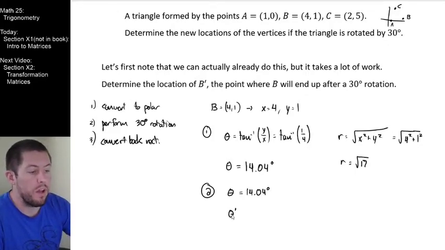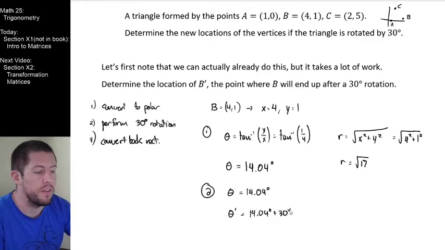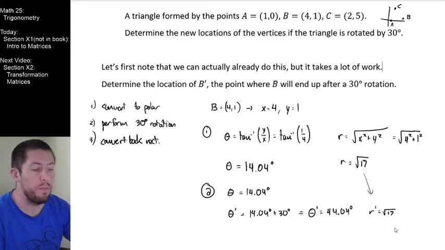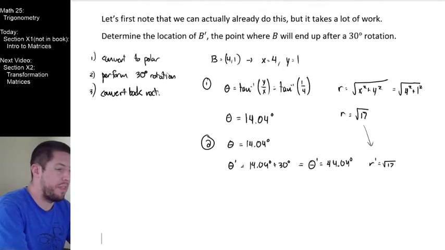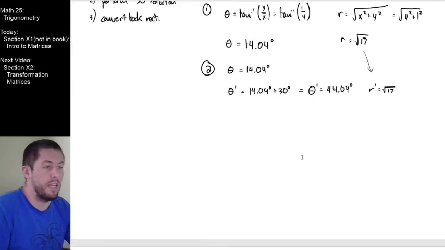Maybe I'll call it here theta prime to go along with our naming convention where b prime is the new location, b is the old location. Theta prime, therefore, should be 14.04 degrees plus the 30 degrees that we're adding on. So it looks like our new theta is going to be 44.04 degrees. And our radius is just remaining the same, right? We didn't change our radius, we just performed a rotation. So I now have my polar coordinates that are associated with this location in space.